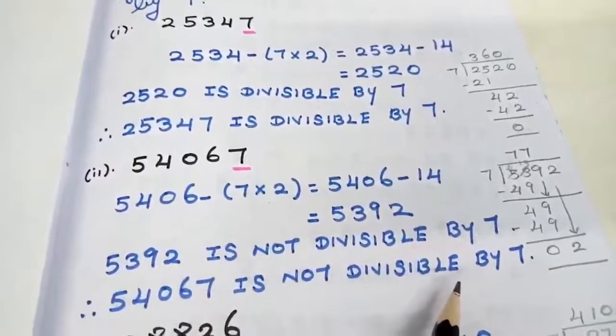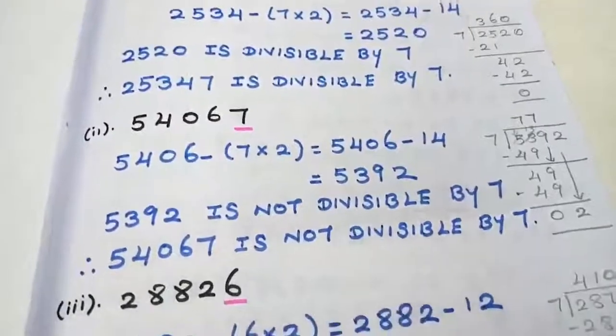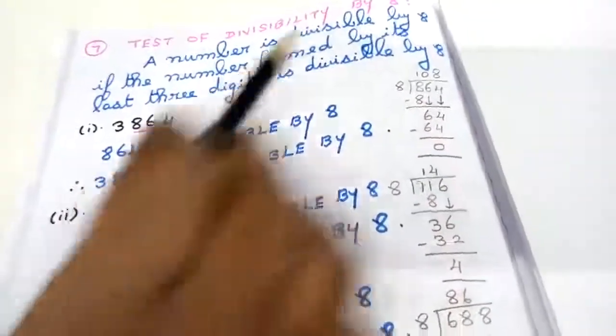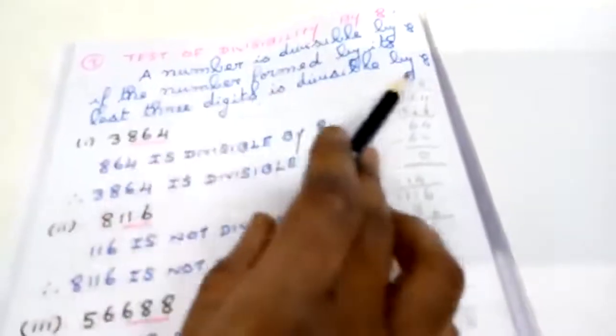They are asking you to apply the rule. That is why we are finding out using the rule concept. Question: test of divisibility by 8 table. So what is the condition for 8 table? A number is divisible by 8 if the number formed by the last 3 digits is divisible by 8.